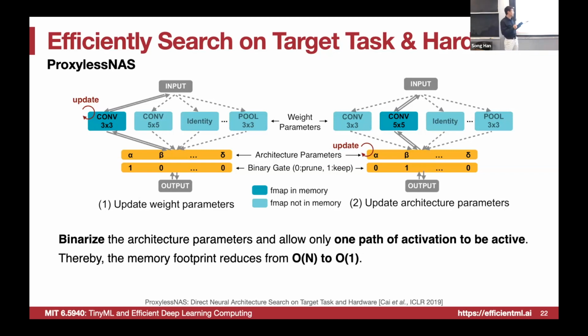And we binarize the architecture to allow only one path of the activation to be active in memory. Otherwise, you have to keep all the different choices in the memory. Right? Previously, one layer you have one convolution, but now you have 4 convolutions that will explode the memory. And therefore, we can keep the memory footprint from O(N) to just O(1).